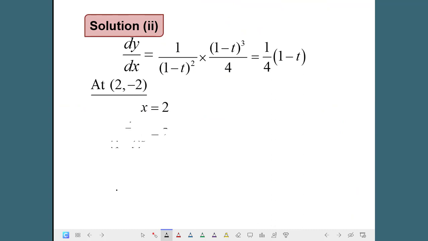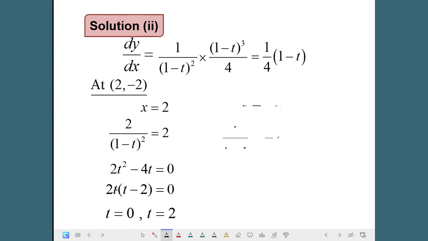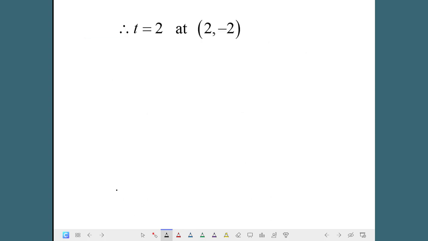At the point (2, negative 2), x equals 2 gives t equal to 0 or 2, and y equal to negative 2 gives t equal to 2. So the common value is 2. Substitute, and the answer is dy/dx equal to negative 1 over 4.